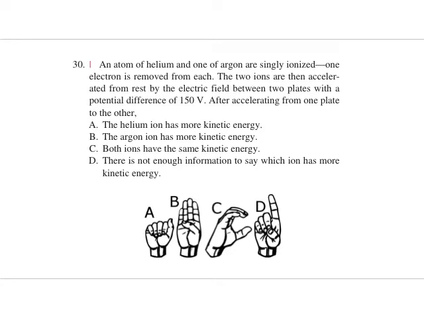An atom of helium and an atom of argon are singly ionized. They're then accelerated from rest by an electric field between two plates with a potential difference of 150 volts. After accelerating from one plate to another, what can we say about their kinetic energies? Think about that one. I'll be back.